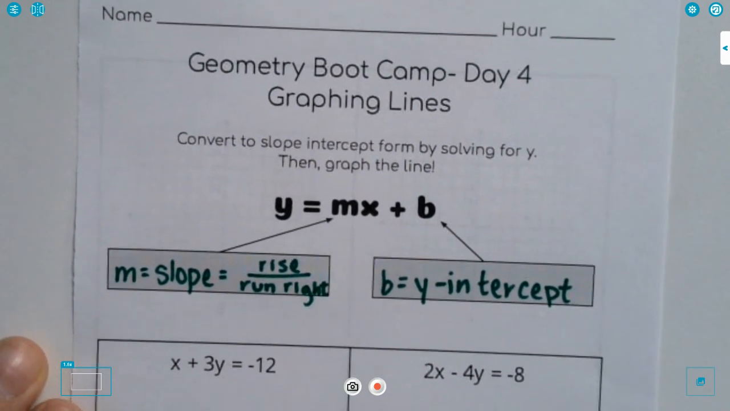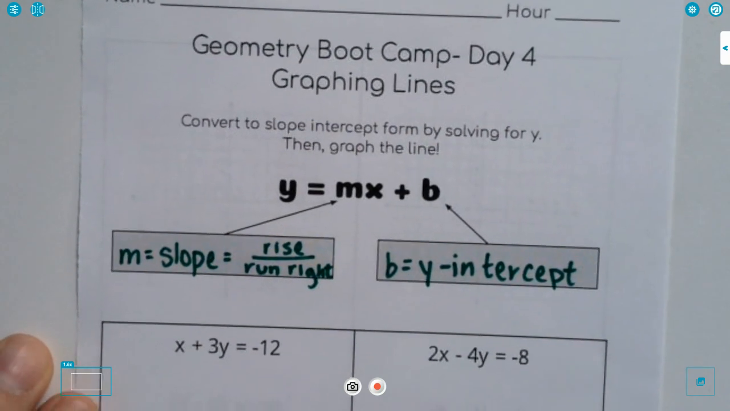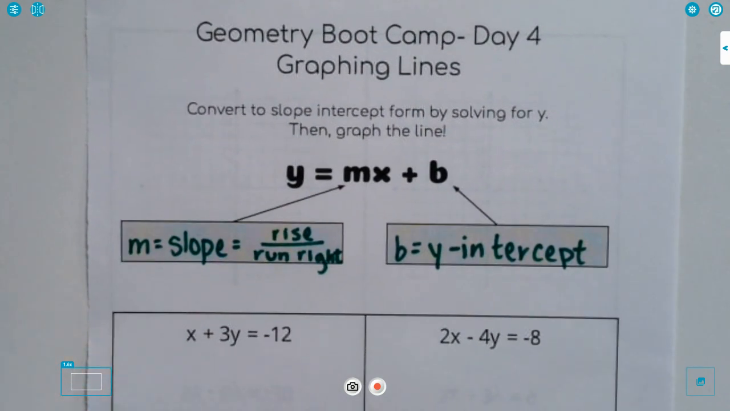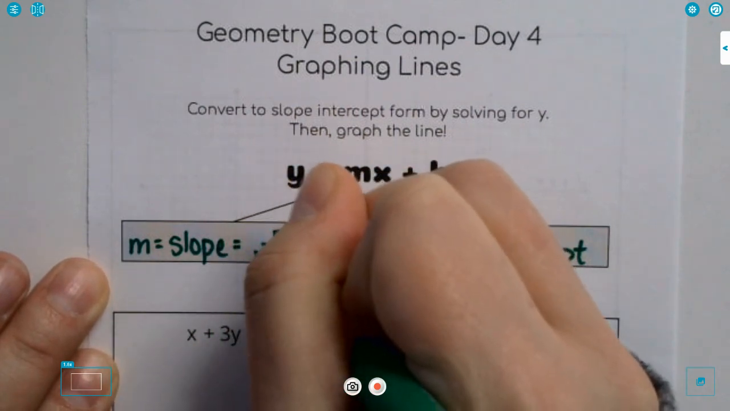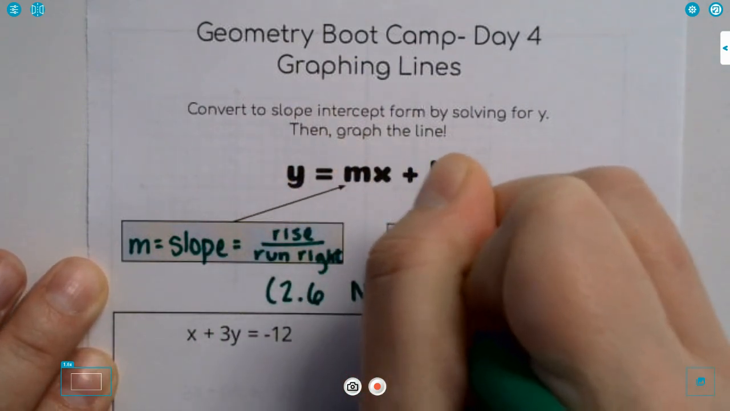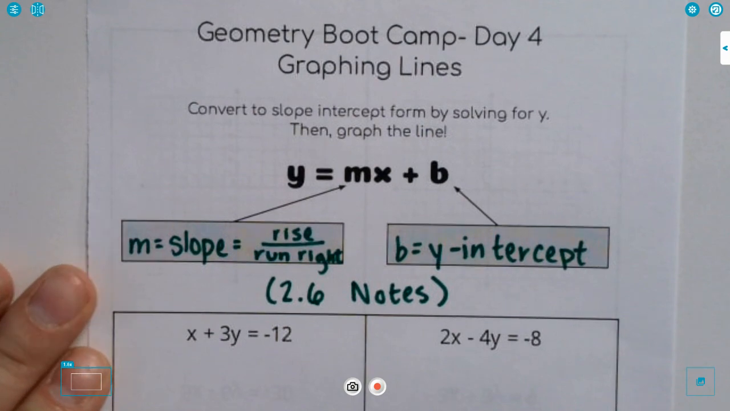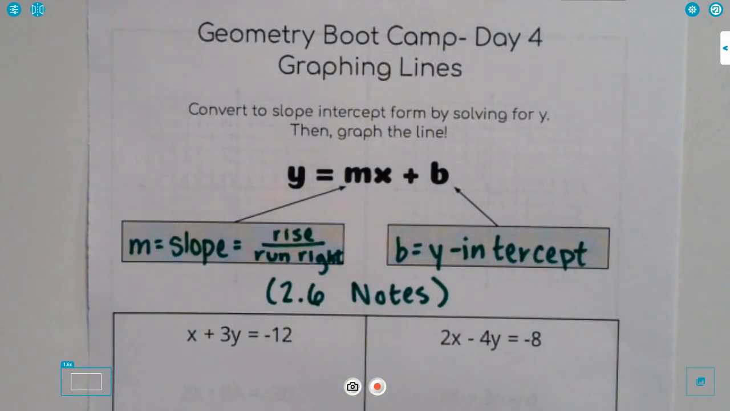Our steps: we are going to convert these equations that are not in slope-intercept form to slope-intercept form. Then we're going to graph a line. That's what we're doing today. I looked back. We did this in 2.6, when we also learned another method called the intercepts method. This is the method you guys were better at and that I think is easier to remember for the future, which is why this is the one that we're reviewing.